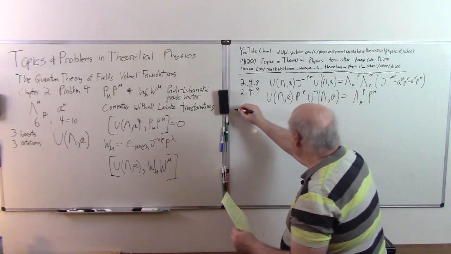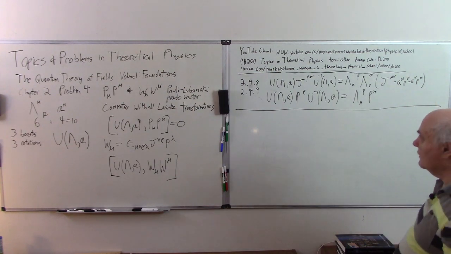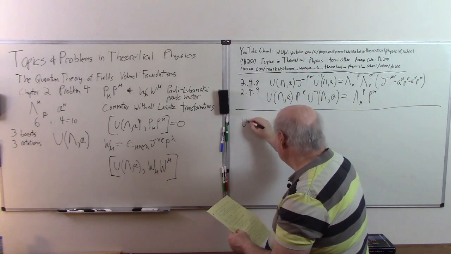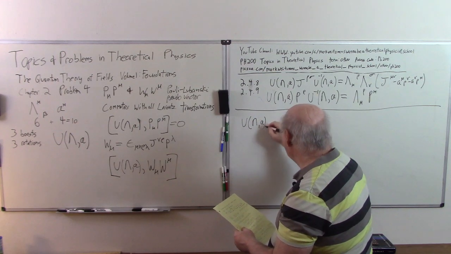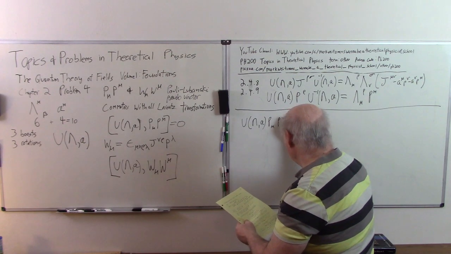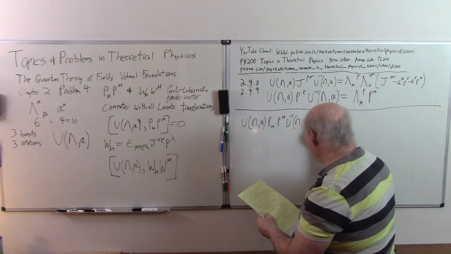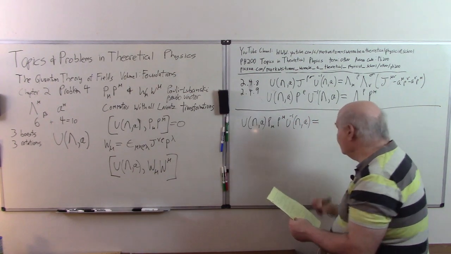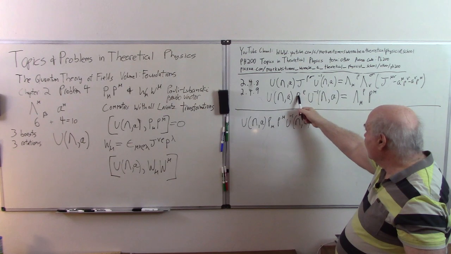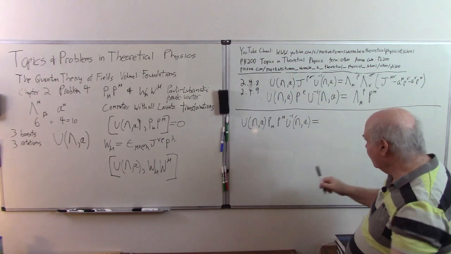Okay, so I'm going to keep these equations up here. I don't want to rewrite them. Okay, let's do the easy one. The easy one is, of course, the energy momentum one. So let's just write it out. U(lambda, a) P mu U inverse (lambda, a) is equal to... and all you do with everything when you have this, since we know the action of momentum under a unitary transformation, we just have to put things in between there so we can handle each of these separately.